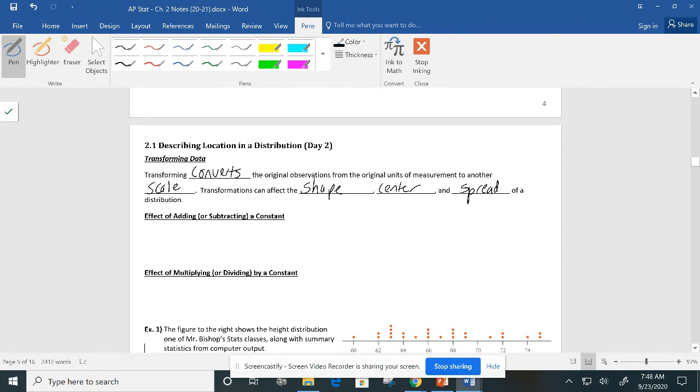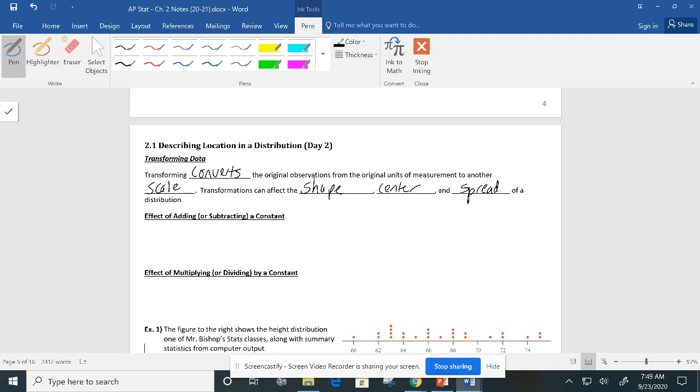So what we're going to be seeing here is we're going to be doing things such as, okay, I want to add 10 to every observation. How does that affect the mean? How does that affect the standard deviation? How does that affect the shape? Or, for example, I want to convert from inches to feet. So now I'm multiplying by something. How does that affect the shape, the center, and the spread?